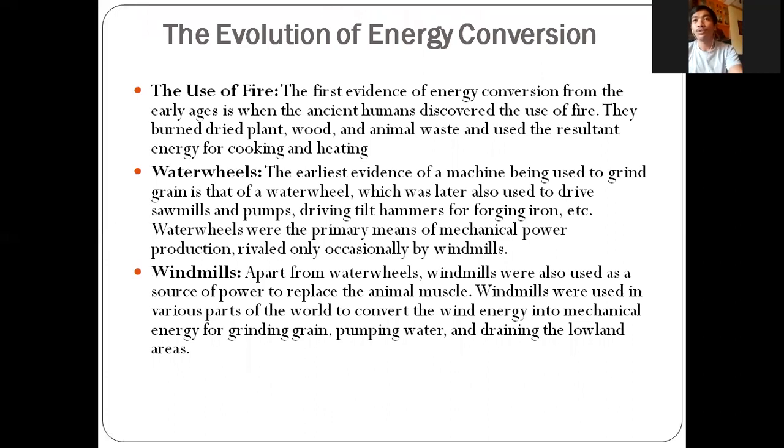The evolution of energy conversion. First, the use of fire. The first evidence of energy conversion from the early age is when ancient humans discovered the use of fire. They burned dried plants, wood, and animal waste and used the resultant energy for cooking and heating.